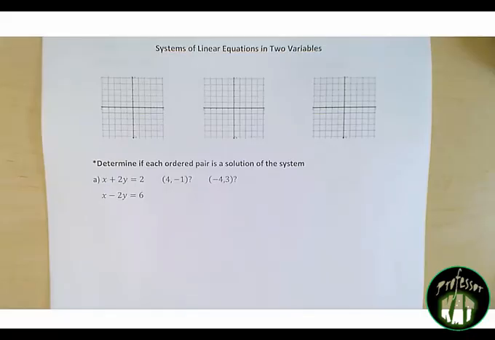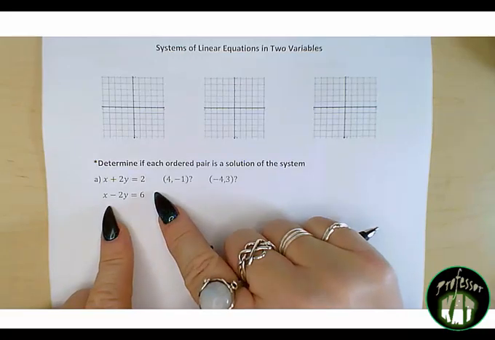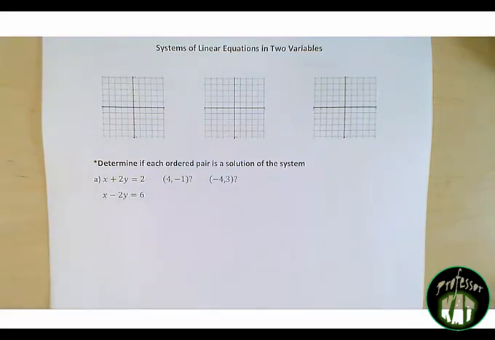When dealing with a system of linear equations in two variables, you're going to be dealing with systems made up of two equations for the most part. A system is any combination of two or more equations put together. For our purposes, we're going to be talking about two equations making up our system.